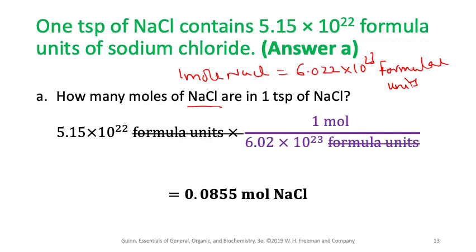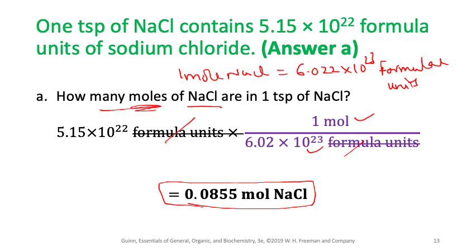What we need to calculate is the number of moles. So moles has to be on the top, formula unit on the bottom, multiplied with your given number, which is 5.15 × 10^22. Formula unit will get cancelled out, then you divide these two numbers and you will get the number of moles. So if we have 5.15 × 10^22 formula units, that means I have 0.0855 moles of NaCl, right?